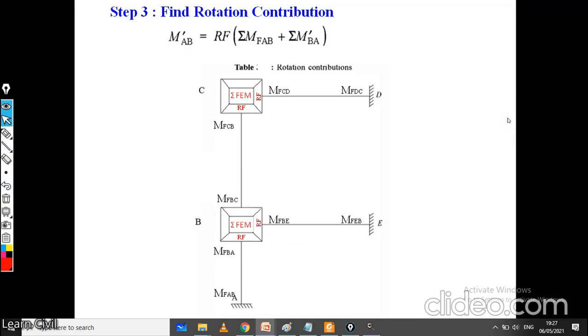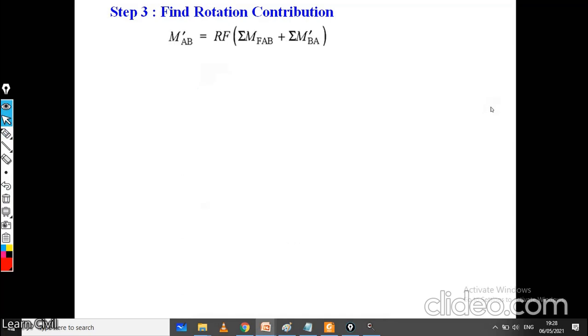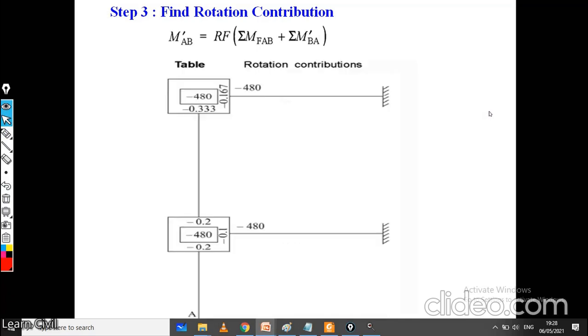Like that. And the rotation contribution is given by this particular formula, that is, rotation contribution for AB or any member is equal to rotation factor multiplied by the bracket of summation of fixed end moment at that particular joint plus summation of rotation contribution of far end. So we'll find out the rotation contribution for each of the members meeting at joints B and C. This is the formula which will be used for calculating the rotation contribution.